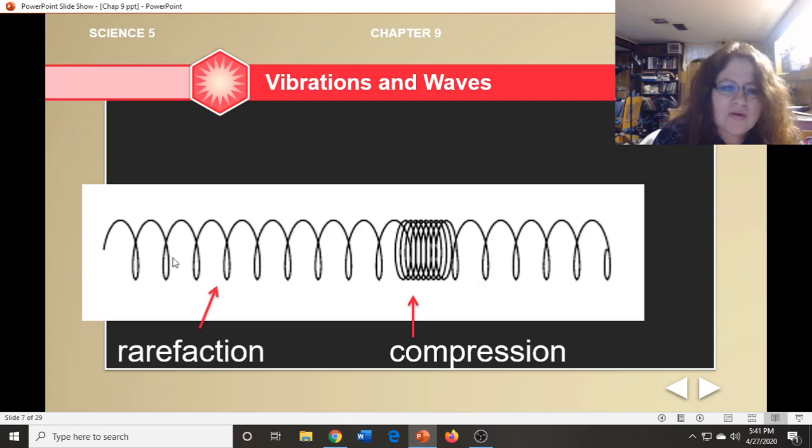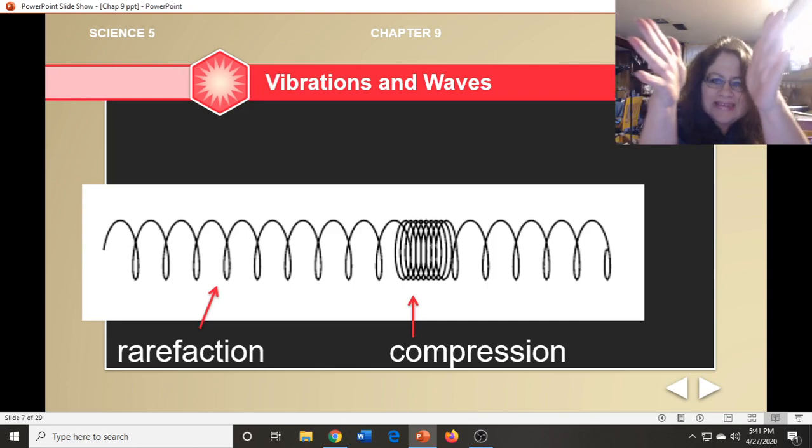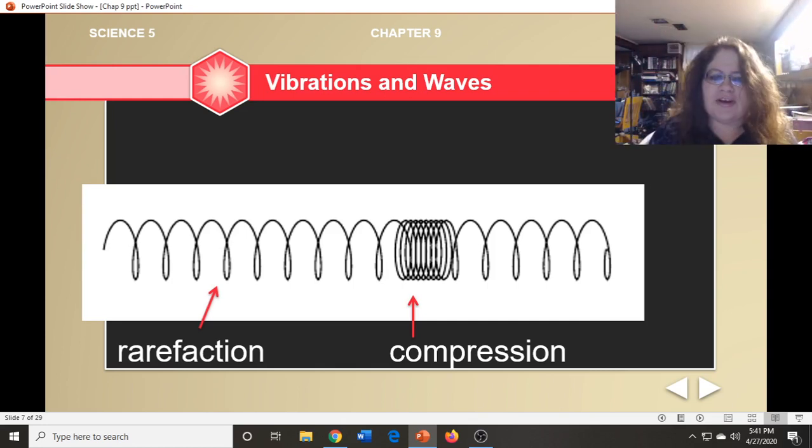When the particles are farther apart, we call it a rarefaction. Okay? So compression's pretty easy to remember because we've learned the word compress. It means pushing something closer together. So when the particles are close together, the compression, far apart, rarefaction.